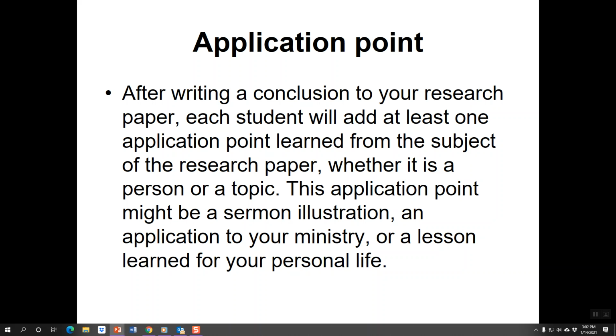Now, the application point will come after the conclusion, and I want you to add at least 1 application point or more that you learned from your subject, whether a person or a topic. This application point might be a sermon illustration, an application to your ministry, or a lesson learned for your personal life. And remember, the lessons we learn can be positive or negative. Often we learn from church history what not to do. And so look for these application points as you are conducting your research. And I want to see this included in your research paper.